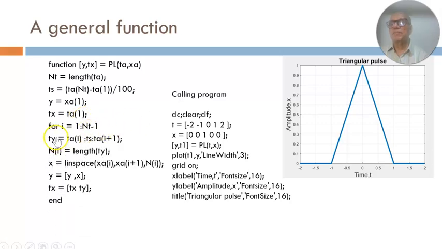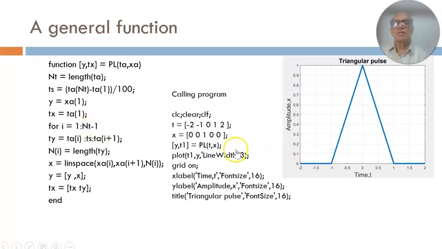Now get into the loop. So for i equal to 1 to nt minus 1. Note that this particular function will not work if you provide only one value. Obviously we are generating a piecewise linear function, and a line cannot be drawn just with one point. You need at least two. So I am assuming here that you will have at least 2 points, but you can have more. For example, if nt is equal to 2, then you have just 2 points, so just one line.